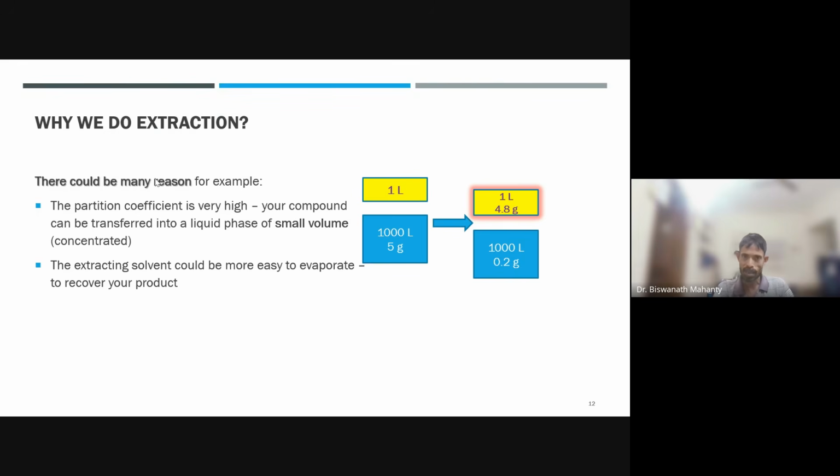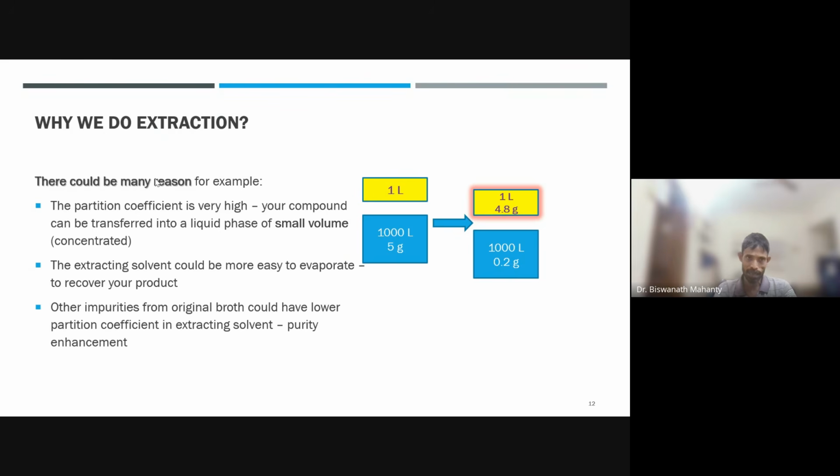The extracting solvent can be easier to evaporate because many times non-aqueous phase liquids, organic water-immiscible solvents, are volatile. So with less energy we can recover the solvent back and reuse it again, and our target compound is separated. Other impurities present in the aqueous phase can also be separated because their partition coefficient may be totally different.